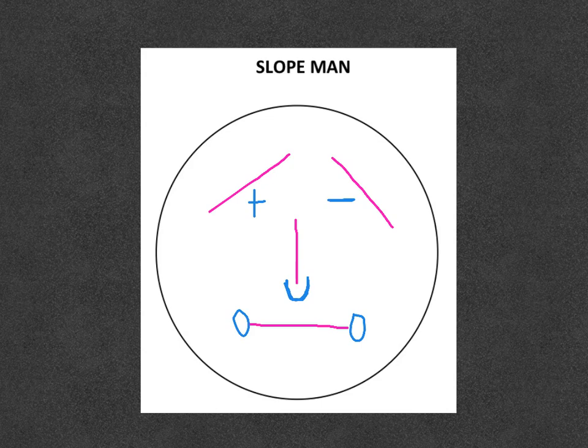So one more time to reference, if my line is going straight and flat, like the mouth, that's going to be 0. If my line is going straight up and down, that's undefined. If my line is slanting upwards, that's going to be a positive slope. When my line is slanting down, it's going to be a negative slope.